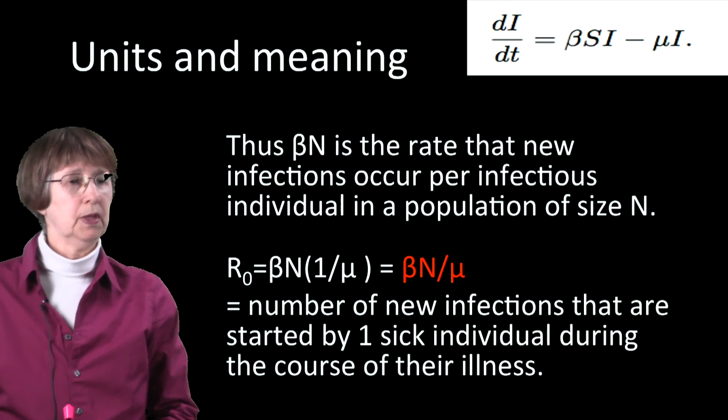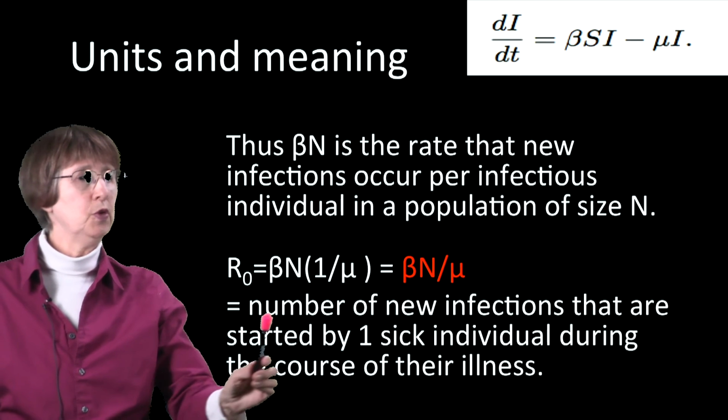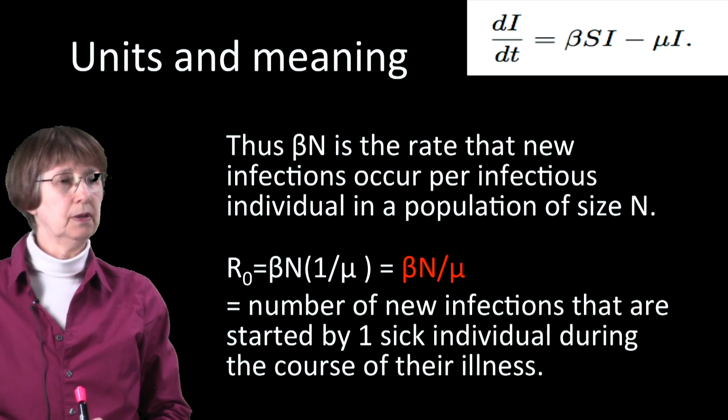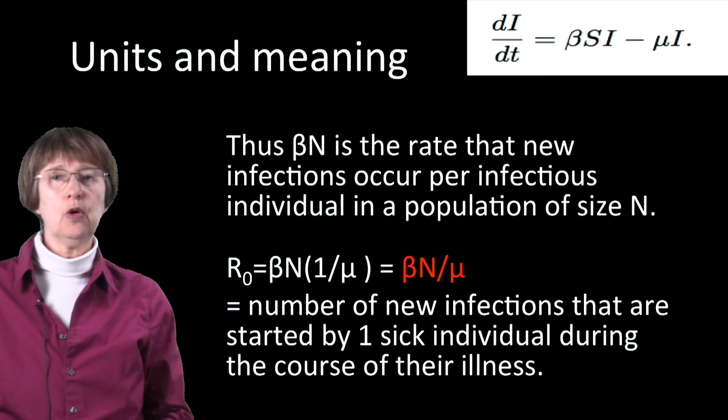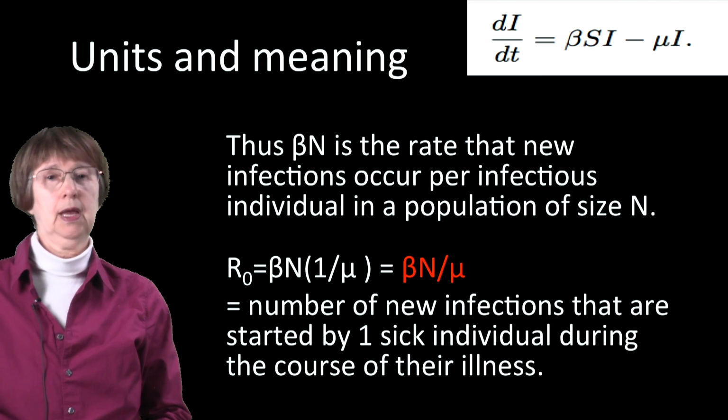So R0 is going to essentially be the number of new infections that can be started by one individual during the course of their illness. And this explains both the form of the parameter R0 and its meaning.